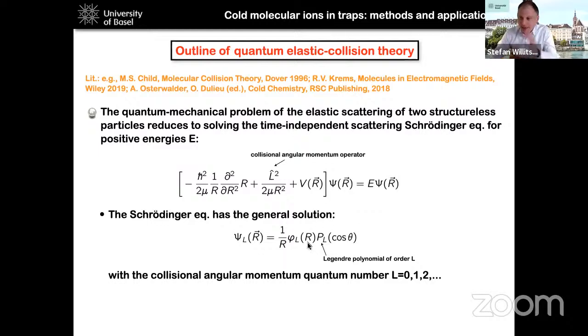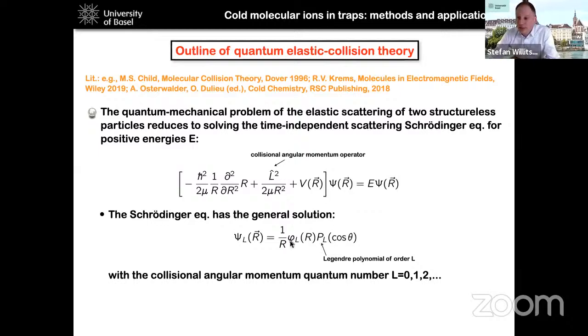So what you can do is separate the solution into two parts: an angular part, and the angular part turns out to be the Legendre polynomials as a function of cos theta because of the cylindrical symmetry of the problem, and the radial part. And now the interesting part of the solution is this radial part. We have again angular momentum. It's now quantized with quantum number 0, 1, 2, and so forth. Now we all know what Legendre polynomials look like.